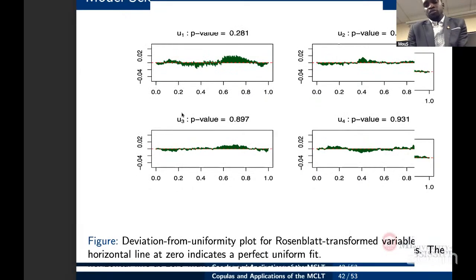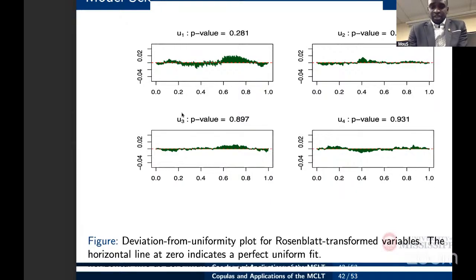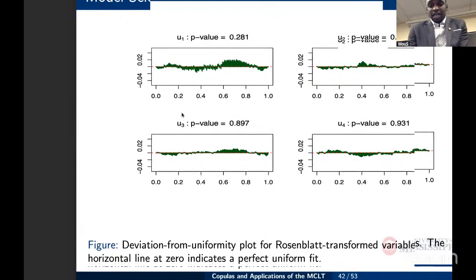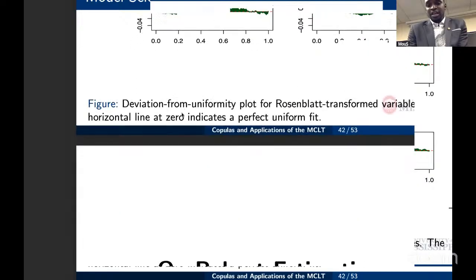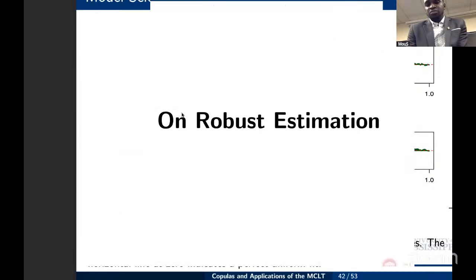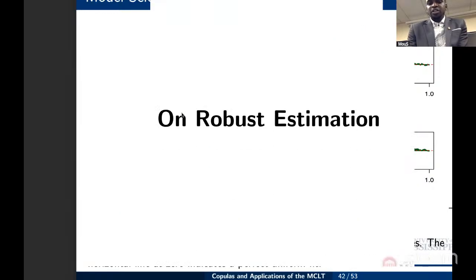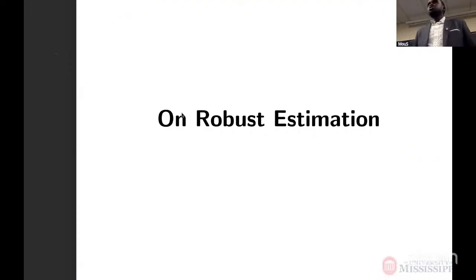And that's all for this second project. And now I'm going to move on to the last one, which is more theoretical. It's about robust estimation, which is not using copulas, but stochastic processes in general. We don't know their distribution. We don't know the dependence structure. It's just a stochastic process.